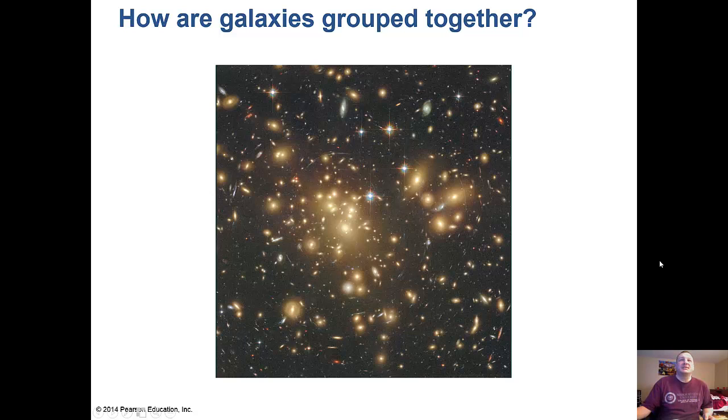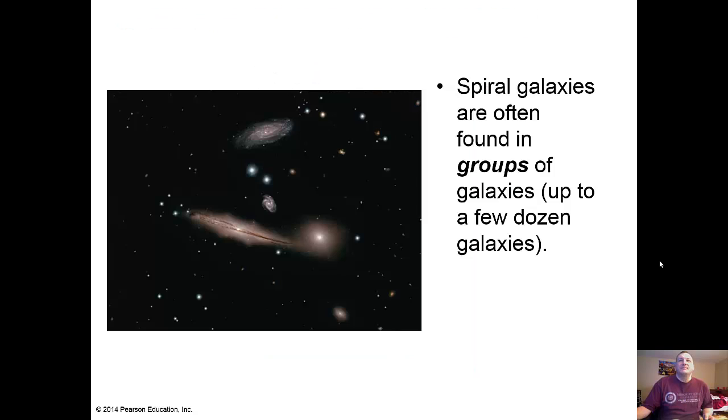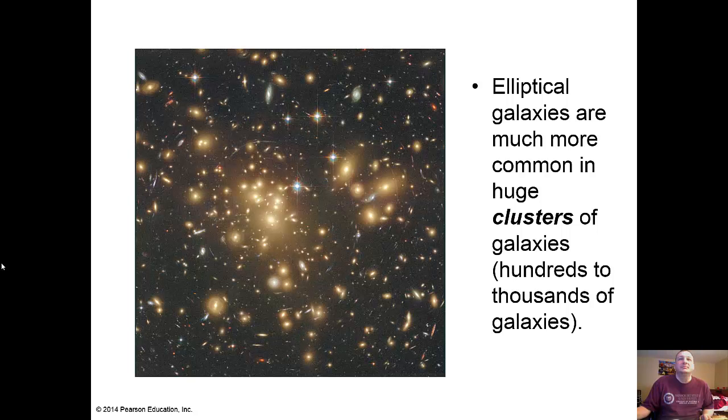So how are galaxies grouped together? Spiral galaxies are often formed in groups of galaxies, up to a few dozen galaxies. And in fact, we do have our own group of local galaxies called the Local Group, which is about 25 galaxies close to the Milky Way, with the Milky Way and Andromeda being the two largest galaxies in those. The elliptical galaxies are much more common in huge clusters of galaxies, hundreds to thousands of galaxies.